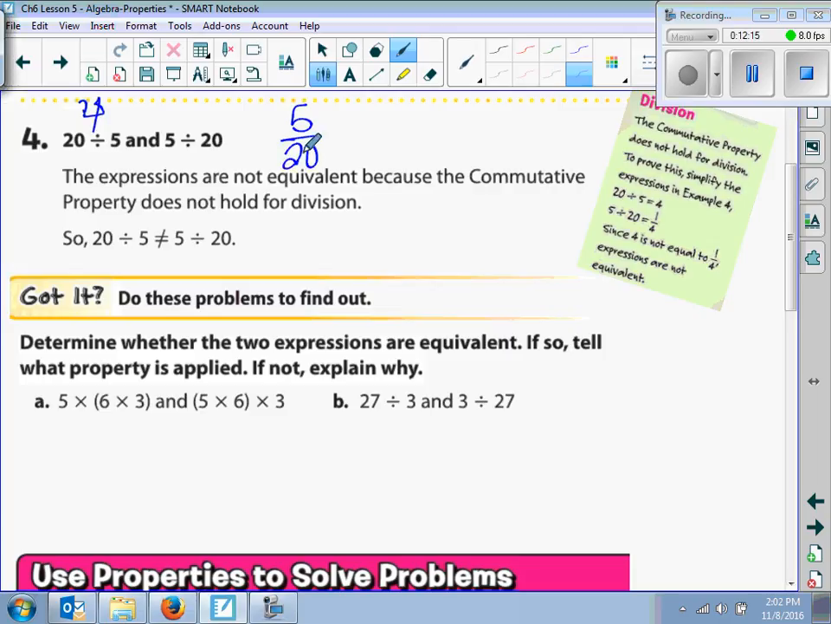Then we can simplify by dividing by 5. And then we end up with 1/4. So, because we have 4 here and 1/4 there, they are not equivalent. Is everybody clear? All right. So, the expressions are not equivalent because the commutative property does not hold for division. Does everybody see that explanation? That is what you're going to need to do when it says to explain.